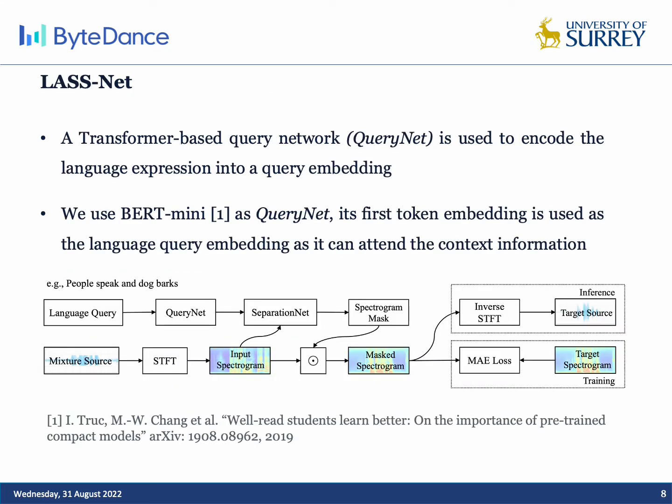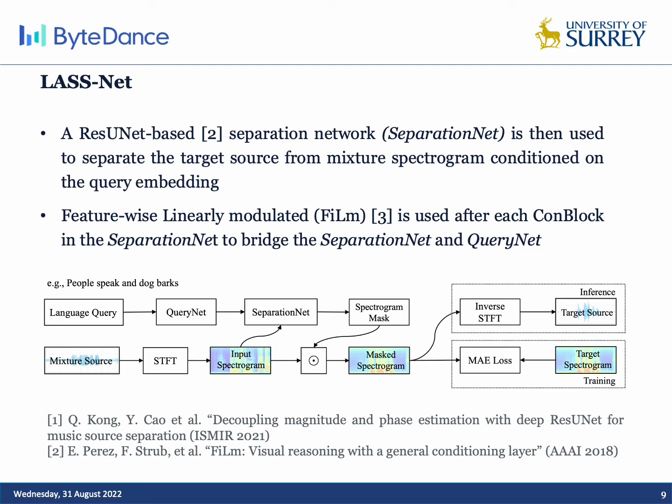Our proposed LASNet consists of two key components: a query net that takes a language query as input and outputs a query embedding, and a separation network that takes a mixture spectrogram and the query embedding as input and predicts the target source spectrogram. In the training process, we calculate the MAE loss between the estimated spectrogram and the ground truth spectrogram. In the inference stage, we use the phase of the input audio mixture to reconstruct the target source waveform. Specifically, we use a transformer-based query network, BERT Mini, and we use its first token embedding as the language query embedding, as it can attend to all the context information of the language query. As for the separation backbone, we use a residual U-Net-based separation network, and a feature-wise linear modulation layer is used after each convolutional block in the separation net to bridge the separation net and the query net.